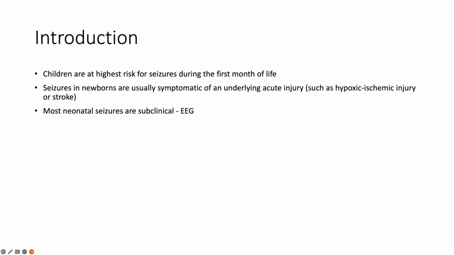As an introduction, you know that children are at highest risk for seizures during the first month of life, that is during the neonatal period, up to 28 days of life. Seizures in newborns are usually symptomatic of an underlying acute injury, such as hypoxic ischemic encephalopathy or stroke. So seizures are reflective of an acute symptomatic cause. That is what we call an acute symptomatic seizure, right?